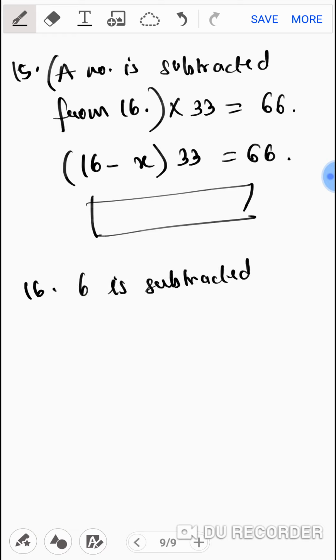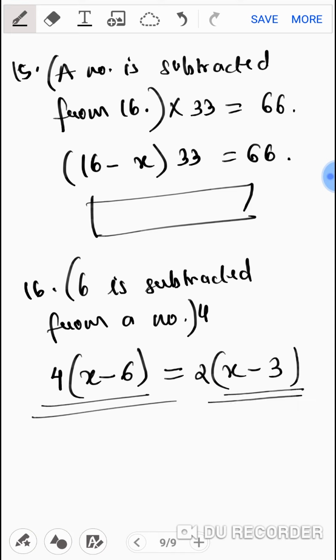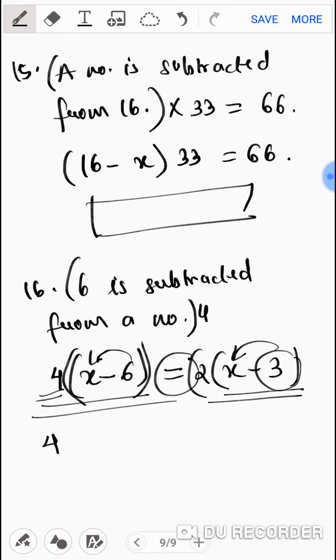Yes. 6 is subtracted from a number and the result is multiplied by 4, the answer is same as 3 subtracted from a number and the result is multiplied by 2. So it is two equations getting together. In the first equation it is said that 6 is subtracted from a number, multiply the result by 4, which is equal to 3 subtracted from a number, multiply the result with 2. You have to solve this complex equation.